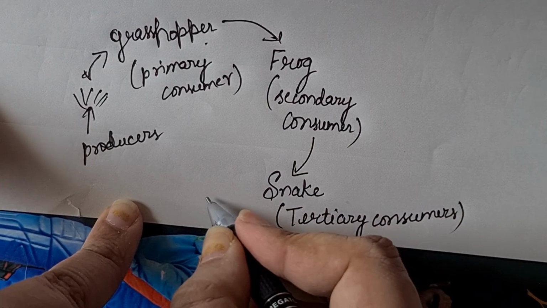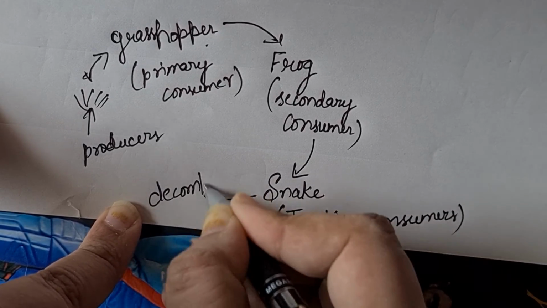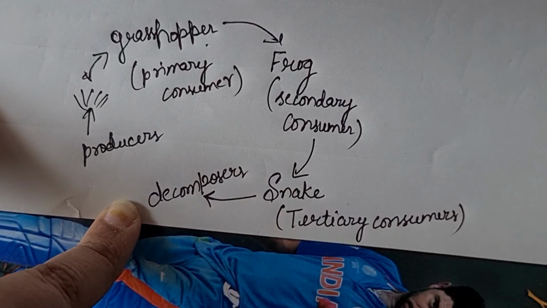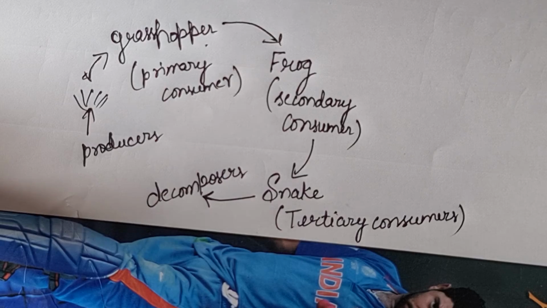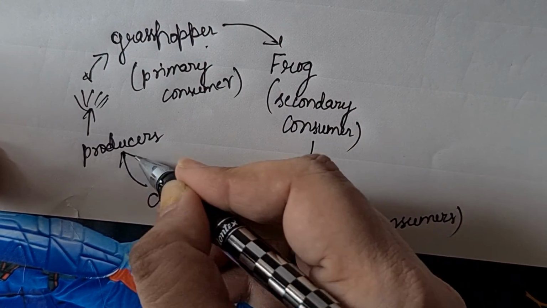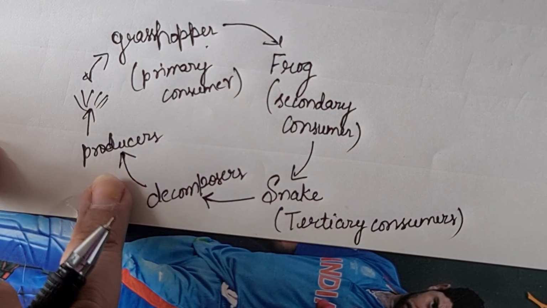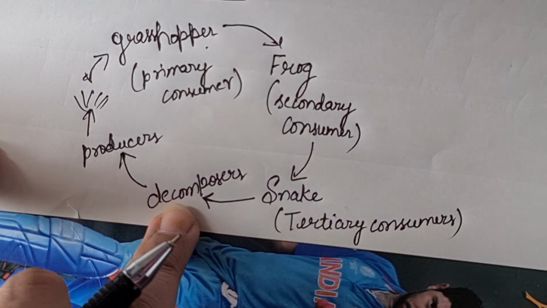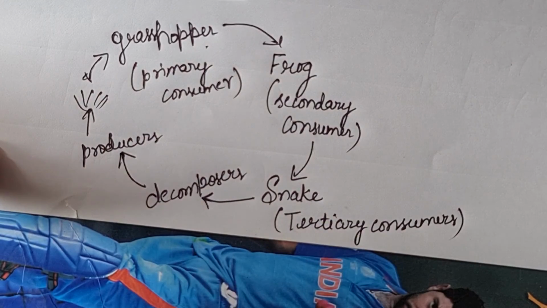And then the snake dies, and after it dies we have decomposers who decompose the dead snake into simpler substances, so that soil can take them as nutrients. Then producers take their nutrition from the soil to make their own food. So this is the food chain, starting from producers and ending with the decomposers and then again to the producers. So this is the food chain.